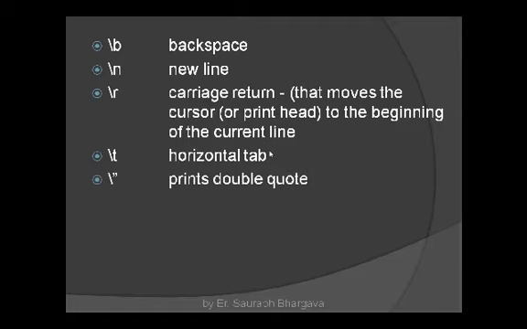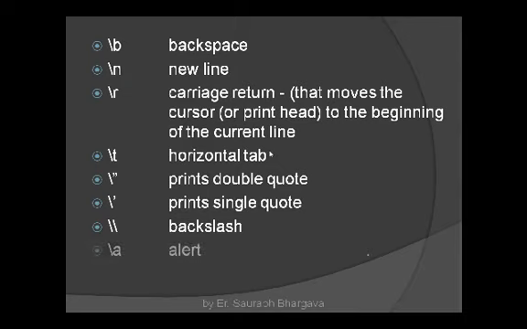\" is used to print a double quote. \' is used to print a single quote. We cannot print a backslash directly, that's why we require the escape sequence for backslash. So here we need to write two backslashes to print a single backslash. Next is alert, \a. It gives us a single beep when we print.